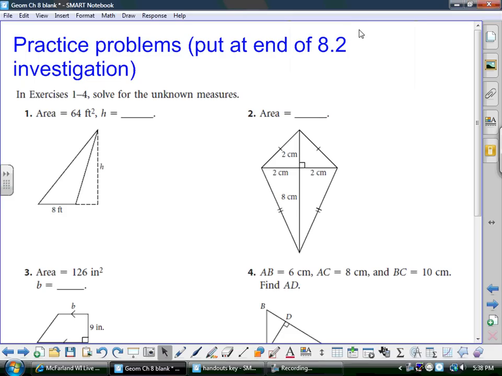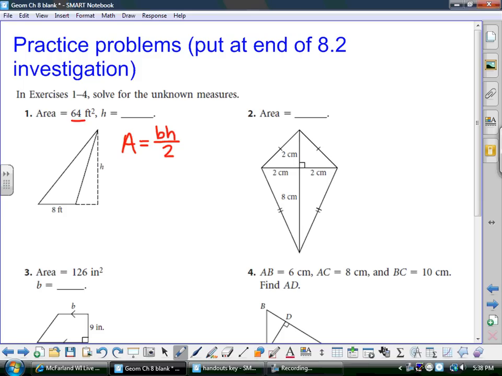Here are some practice problems to put at the end of your 8.2 investigation. Pause the video as often as you need to draw the diagrams in your notes and to write the work to solve the problems. For this first one, I can see that it's a triangle, so you always want to start with writing down the formula. And the formula for the area of a triangle is base times height divided by 2.